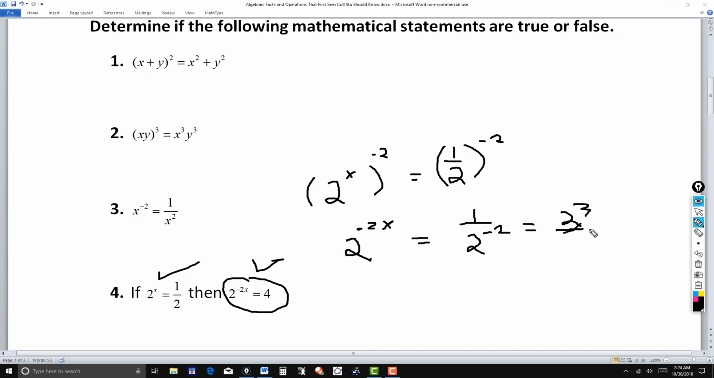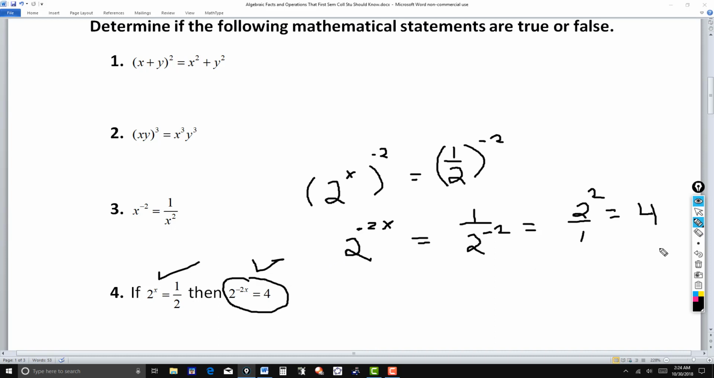So the negative here, take it out, becomes a positive. And then the 1 I can just leave there. This is 4 over 1, which is still 4. So here basically I use the fact that I can take both sides of an equation to the same power. And I also use the definition of a negative power. So this one is also true.